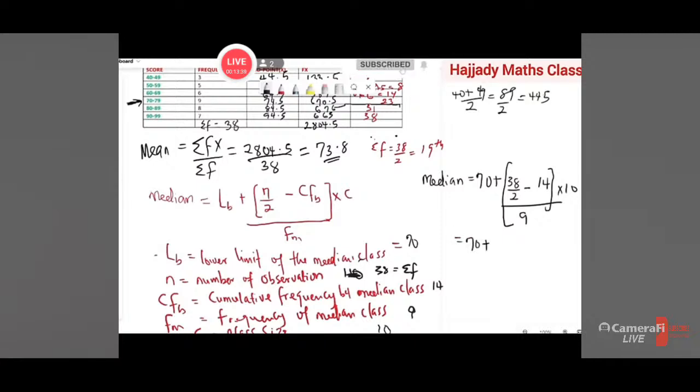So going forward, we have 70 plus 38 divided by 2, which is going to give us 19, minus 14, everything over 9 multiplied by 10. So here we have 70 plus 19 minus 14, which is going to give us 5 over 9 multiplied by 10. So we have 70.